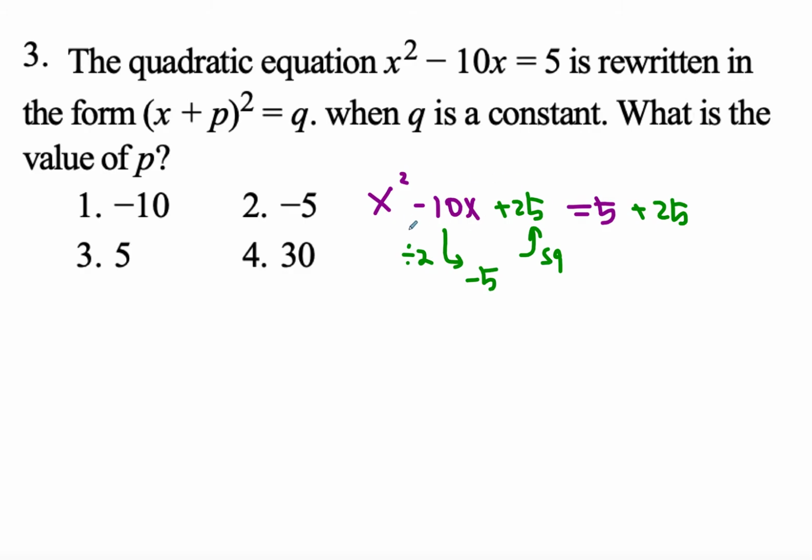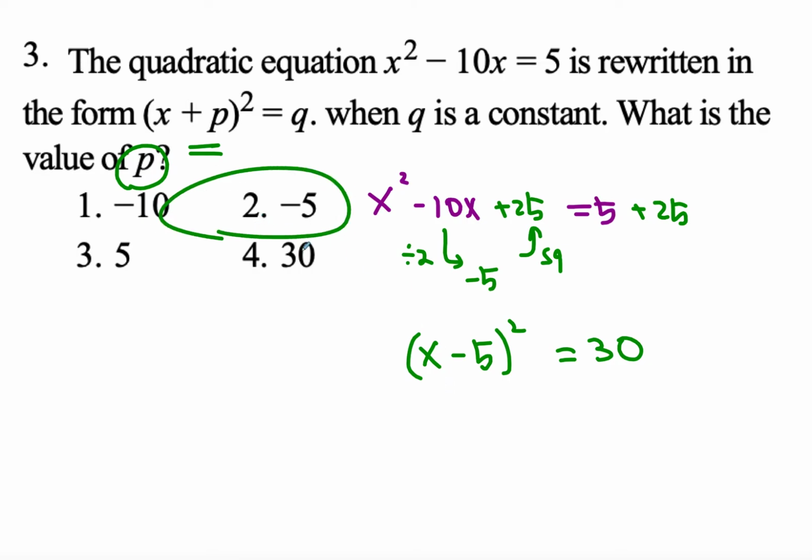Then on my left side, I get (x minus 5) squared, and my right side is equal to 30. In this case, we are looking for the value of p. The corresponding value here would have been negative 5. So choice 2 becomes the answer.